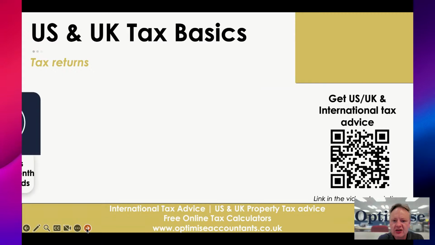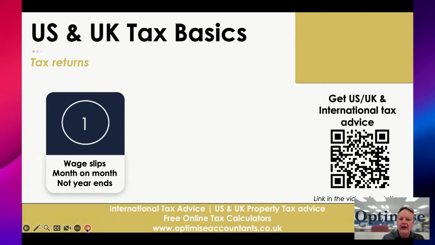Okay, so let's just go into how it works. Tax returns. Always get your wage slips. Now, I would always do a couple of things here. You will have your monthly wage slips, which will look at, for America, January to December. And for the UK, you would have to use your April to the following March.